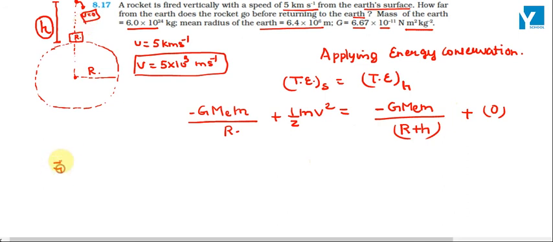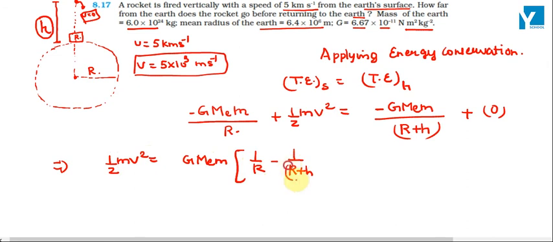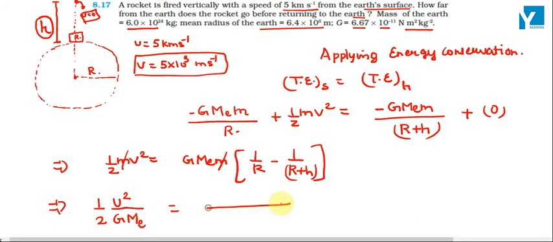So this implies, on rearranging, half m v square comes out to be G M_e small m into 1 by R minus 1 by R plus h. So this implies this m gets cancelled. Half v square by G M_e is equal to R plus h minus R, divided by R into R plus h.